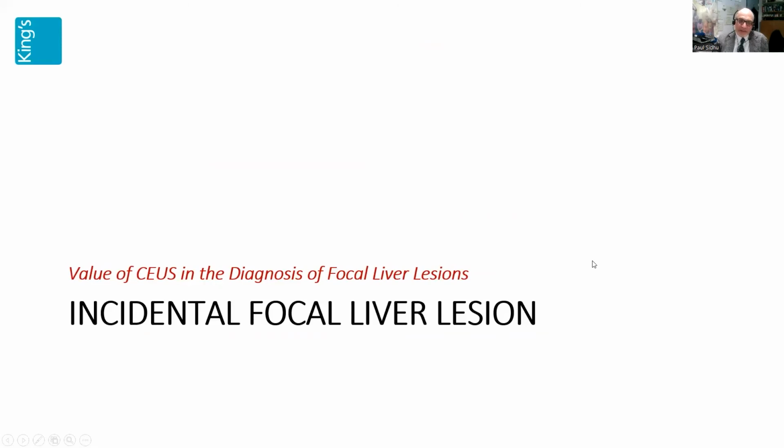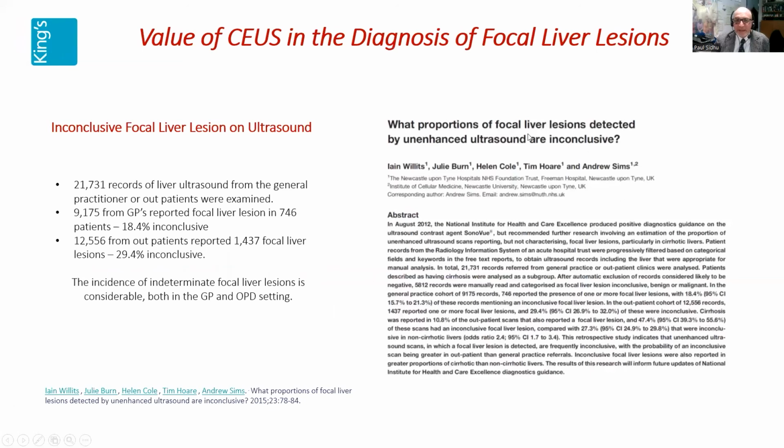Well, most often you're going to be scanning a patient with a focal liver lesion that's an incidental liver lesion. It's unexpected. What do you do with it? Well, the teaching is that you should, in all these cases, be giving contrast-enhanced ultrasound to diagnose and specify what sort of lesion you're dealing with. How often do you see an incidental lesion? Well, this is a study from Newcastle, which looked at over 20,000 records from outpatient liver ultrasounds. 9,000 from general practitioners show that 18.4 percent of focal liver lesions were inconclusive.